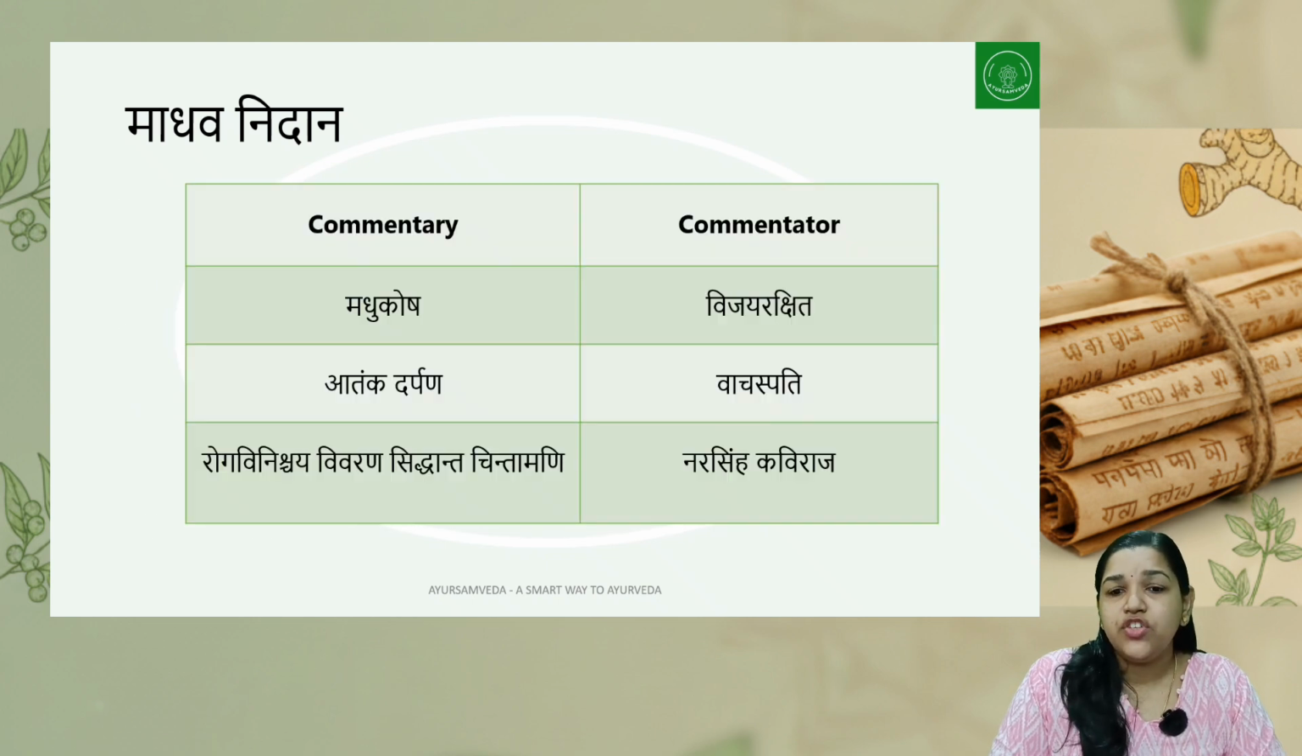The diseases which are explained in detail in Madhavanidana are Amavata, Parinamashula, Amlapitta, Shlipada, Shitapitta, Udarda, etc. The major commentaries and commentators of Madhavanidana include Madhukosha, written by Vijayarakshita, Atankadarpana, written by Vachaspati, and Roga Vinishchaya Vivarana Siddhanta Chintamani, written by Narasimha Kaviraja.